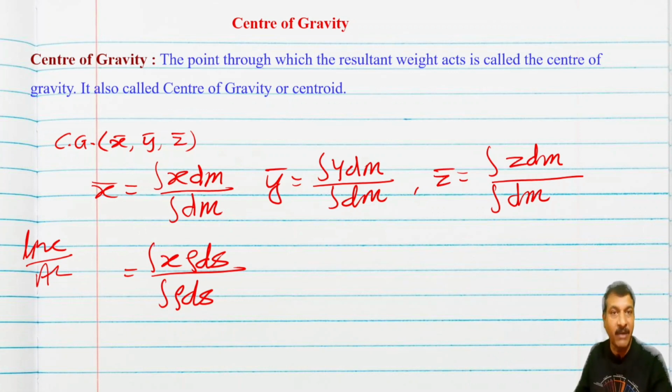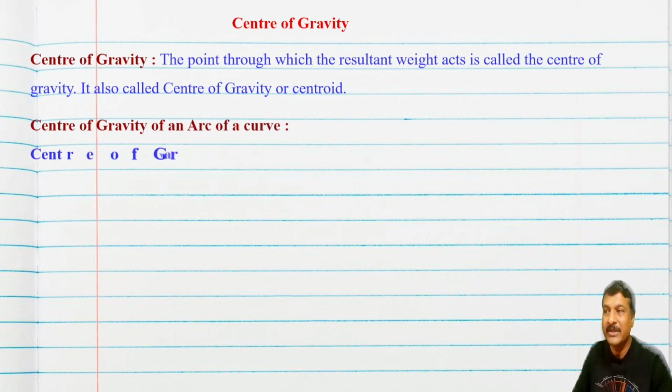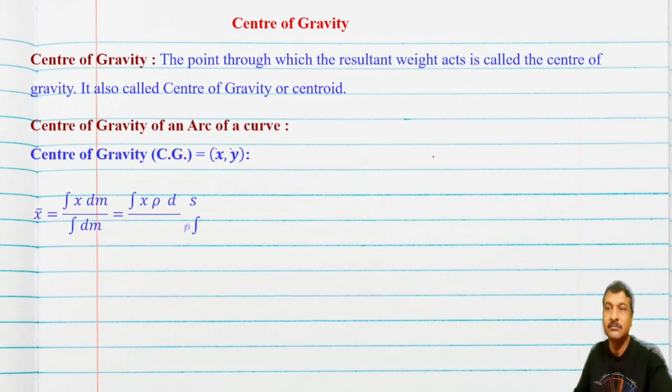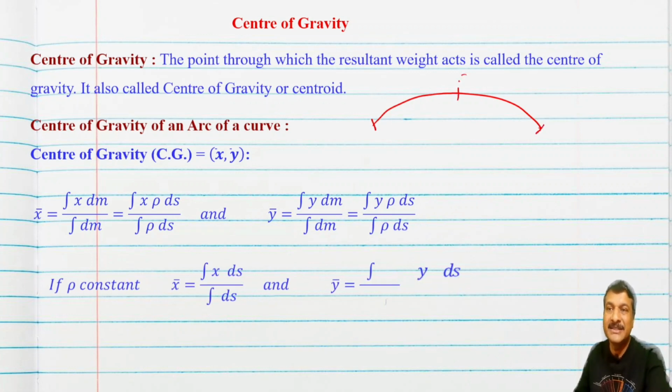The original theme is this one, and by using this we can write a number of formulae. But the main theme is this one. So now you remember here the center of gravity of an arc of the curve. It means suppose this is a curve and we are going to find the mean of mass, meaning the center of gravity of this, that is x bar, y bar.